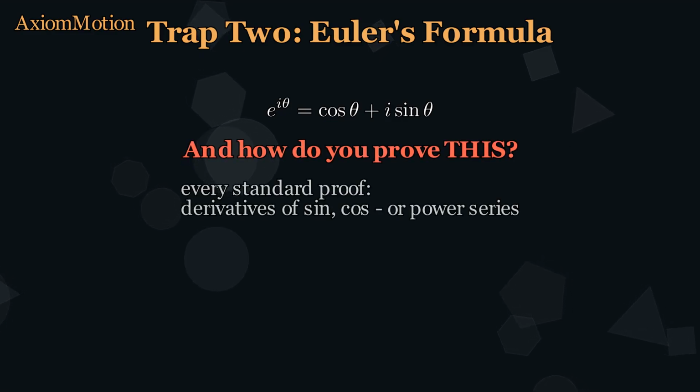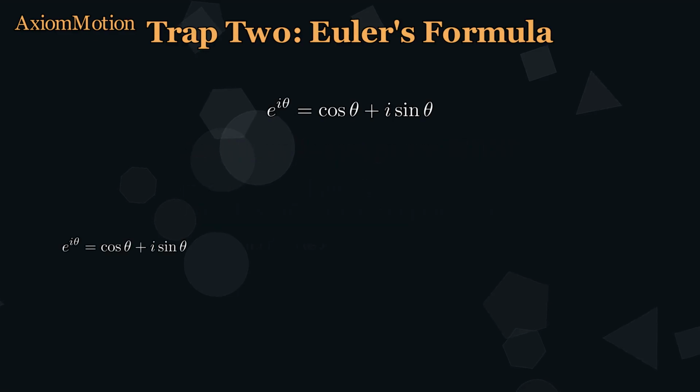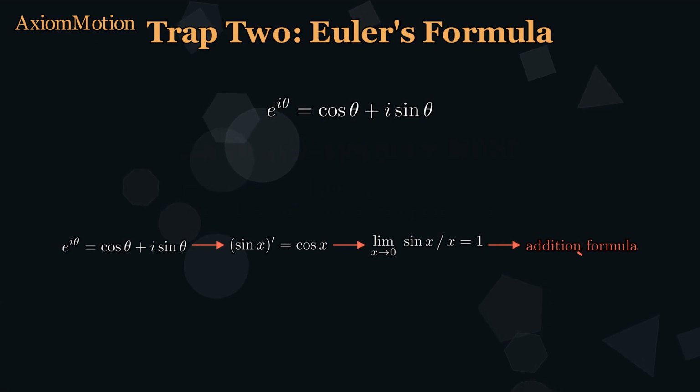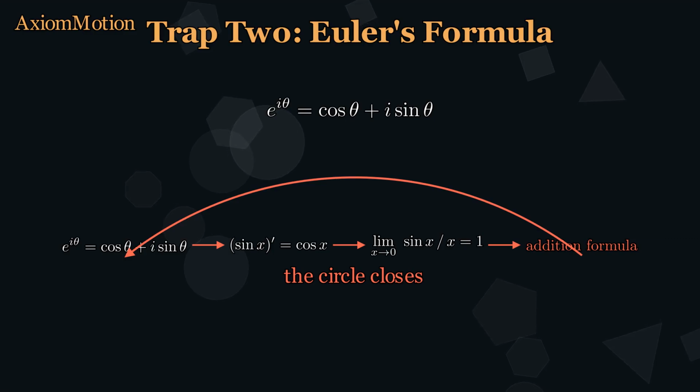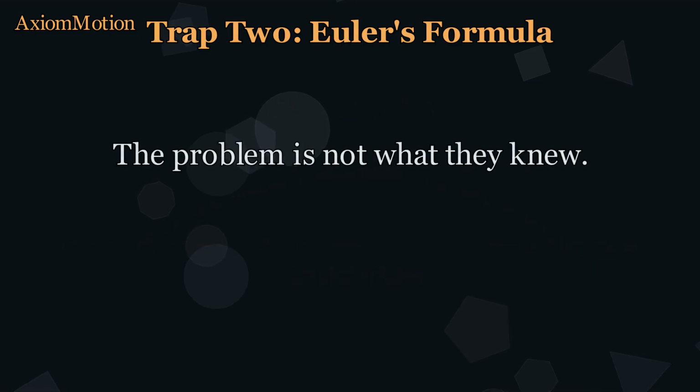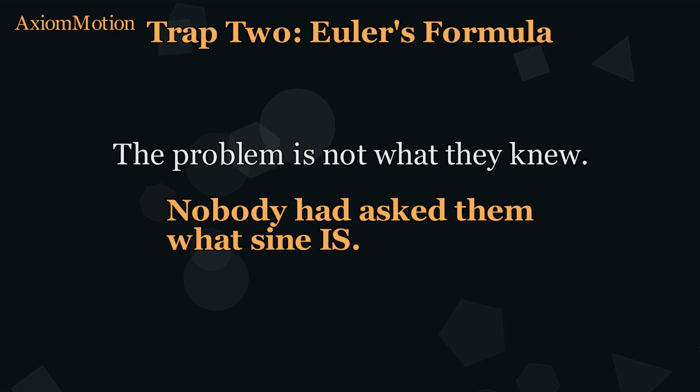Every standard proof runs through the derivatives of sine and cosine, or through their power series. And how do you compute the derivative of sine? You need the limit of sine x over x, and the standard proof of that limit, and of the derivative itself, leans on the addition formula. The circle is longer this time, but it closes all the same. 2 elegant proofs, both circular. The problem is not that these students knew too little, it is that nobody had ever asked them what sine actually is.